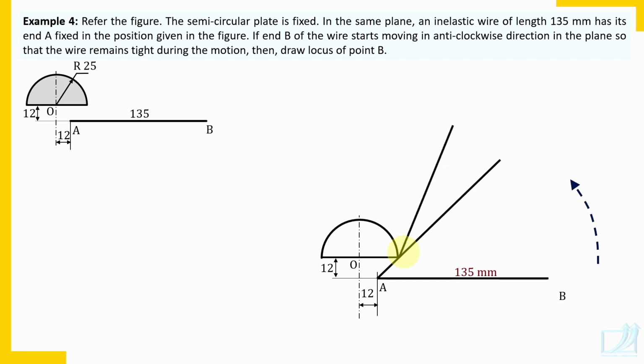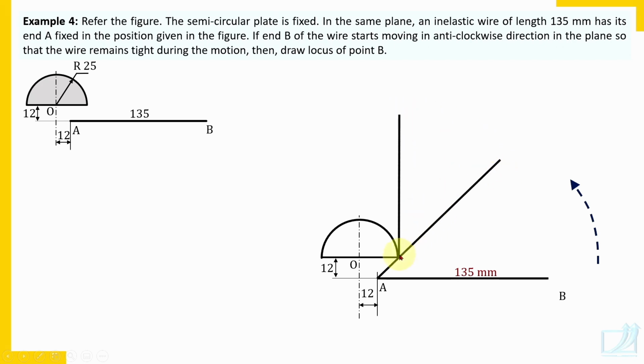During this part of the motion also, the moving length of the wire remains the same. Its length does not change. So from initial position of point B to first position of point B, it will be an arc of a circle. From first position of point B to second position of point B, again it is an arc of a circle of smaller radius. But throughout this motion from position B1 to position B2, the radius remains the same. So it is a portion of a circle.